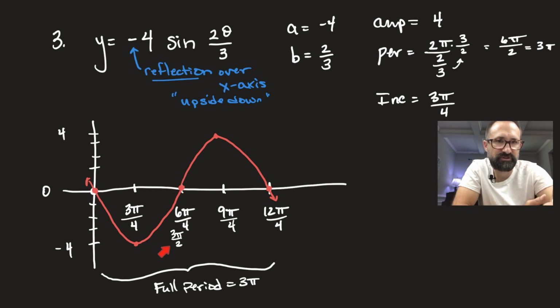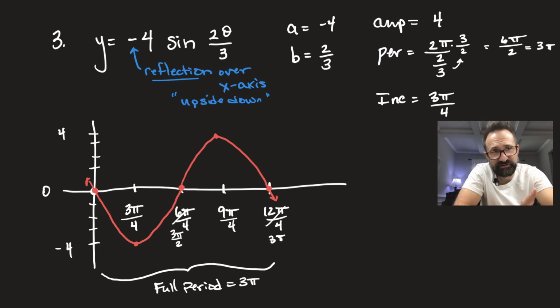We'll go in and reduce these. So 6 pi over 4 reduces to 3 pi over 2, and then 12 pi over 4 reduces to just 3 pi. And that's how you would graph a sine function with a negative coefficient and a fractional value for b. It's not a big deal, just get used to the fractions, okay?